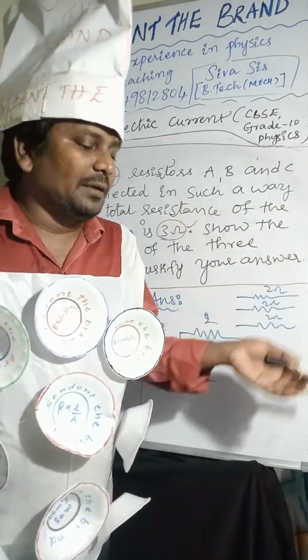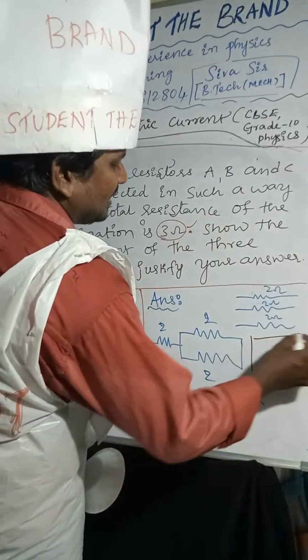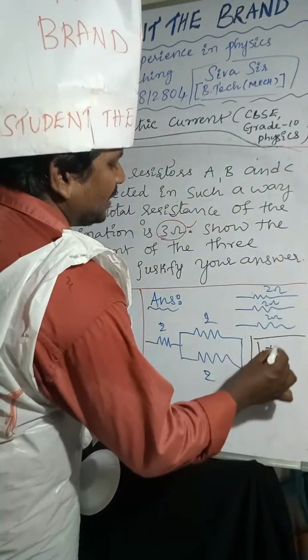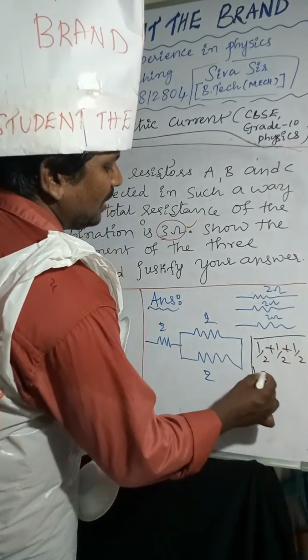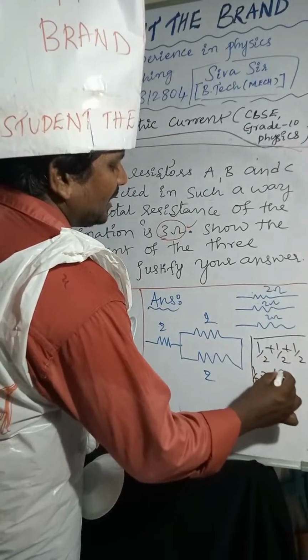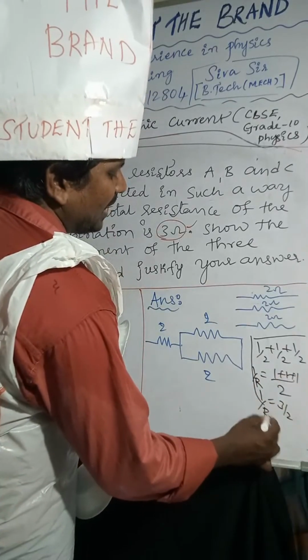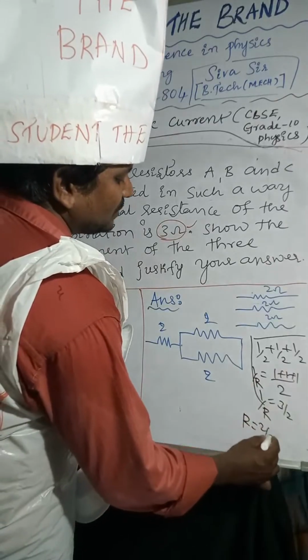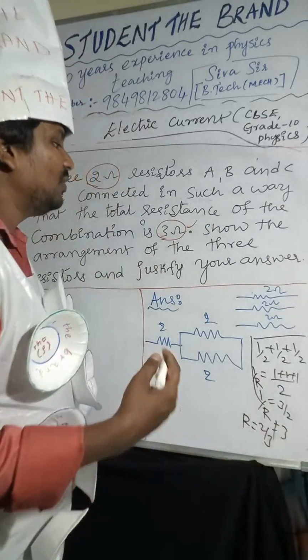Sir, I have another option, we can try parallel. Yes, you can try: 1 by 2, 1 by 2, 1 by 2. If you try this, 1 plus 1 plus 1 is nothing but 3 by 2. But we want the R value, so R equals 2 by 3. So that is never equal to 3. Sir, but how to do it, sir?